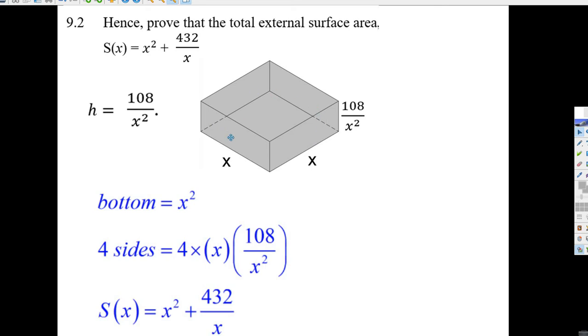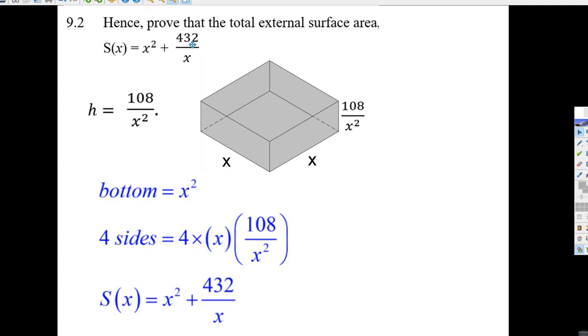But what do you have? You have 4 sides. And what's the area of those sides? On the right side, the left side, the front, and the back? Well, it's one side times the other. x times 108 over x squared. Well, 4 times 108, there's your 432. And x divided by x squared, one of the x's cancels. And you get your answer, which is 432 over x. Well, that proves or shows exactly why the formula for the surface area is this.